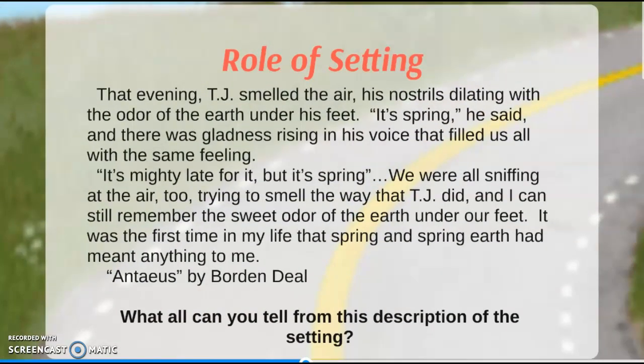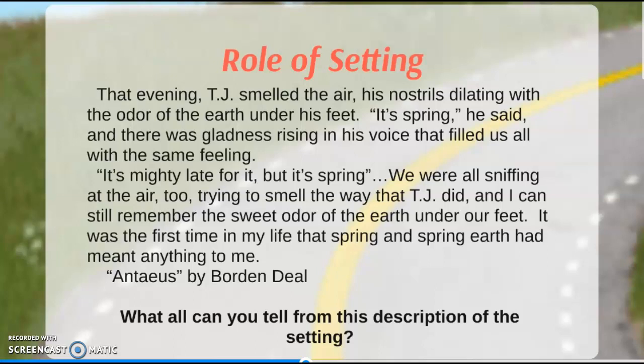Role of setting. That evening, TJ smelled the air, his nostrils dilating with the odor of the earth under his feet. "It's spring," he said, and there was gladness rising in his voice that filled us all with the same feeling. "It's mighty late for it, but it's spring."